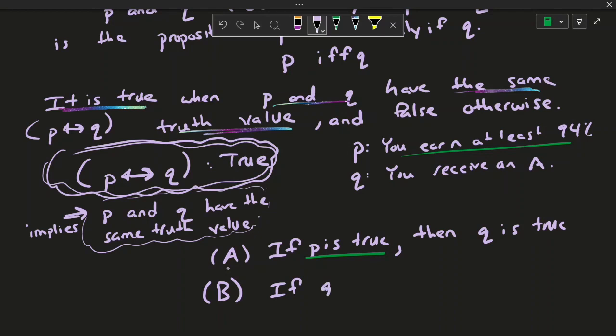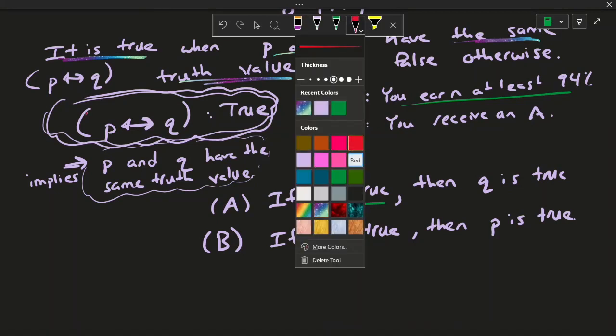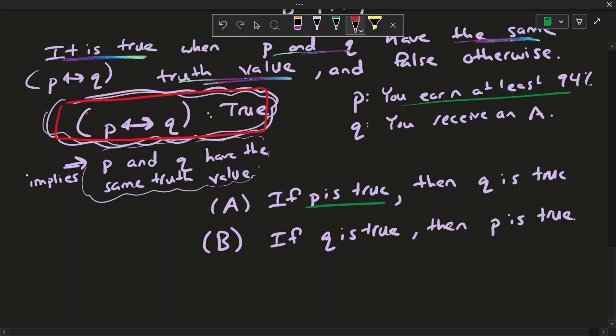Then B is saying, if Q is true, on the other hand, if you received an A, is it necessarily true that P is true? And that's, again, for the same reasoning, it is. So in this case, if you received an A, then yes, you also earned at least 94% because, again, we're assuming that the biconditional is true, which really implies that P and Q have the same truth value. So if Q is true, then P also must be true. They have to have the same truth value.